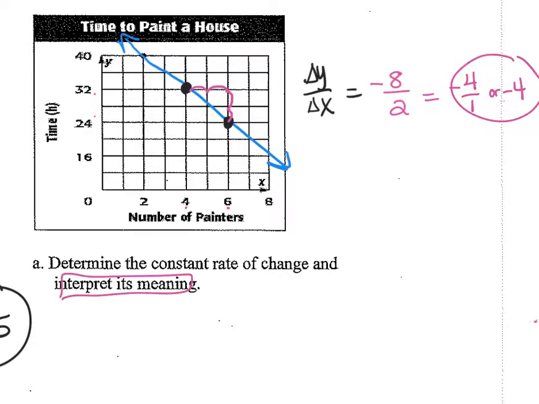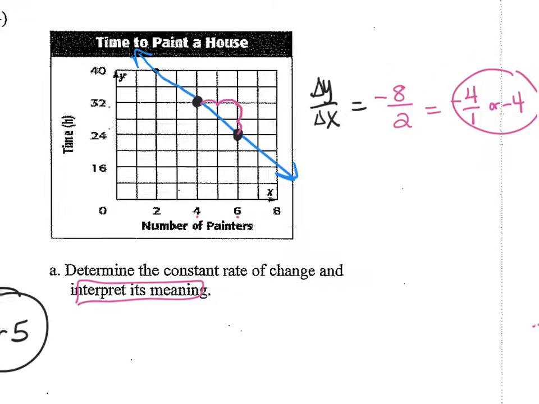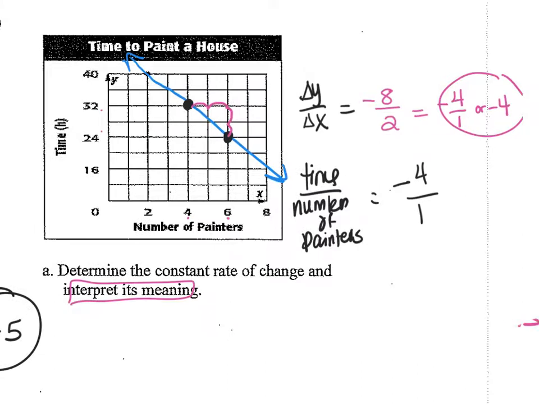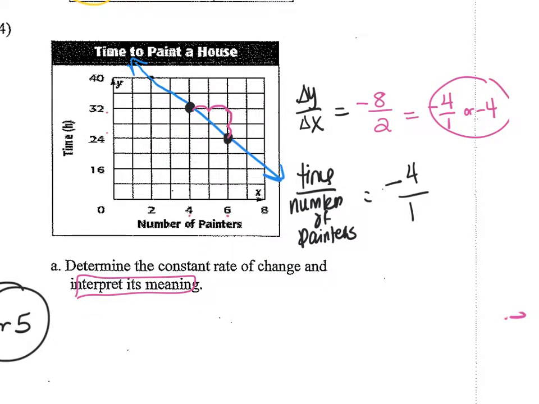If I'm going to interpret its meaning, my time is my y value, and my number of painters is my x value. So that means negative 4 for the time and 1 painter. What it's saying is that for every new person I get to help me paint, it's going to save me 4 hours. I'm going to spend 4 hours less for every one new painter I get. Which makes sense, because the more people you have painting a house, the less time it's going to take. If it's just you, it's going to take a long time.